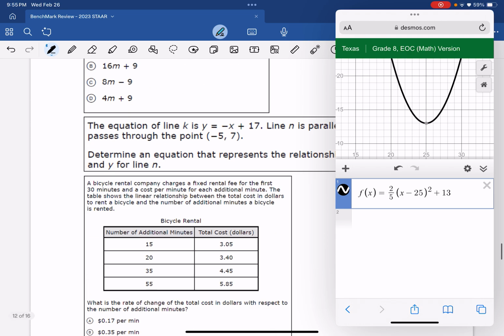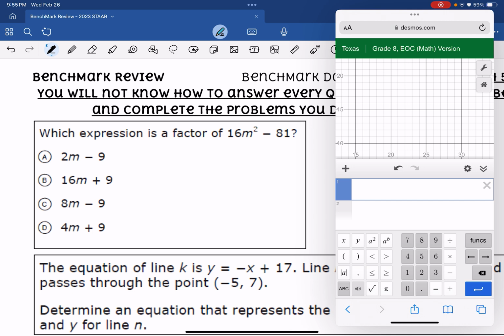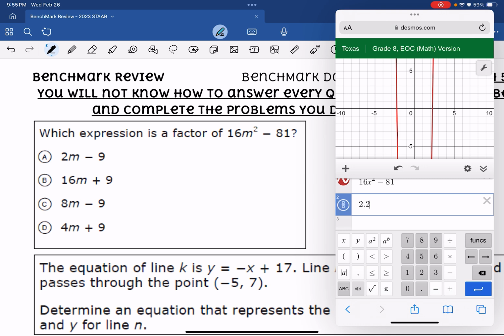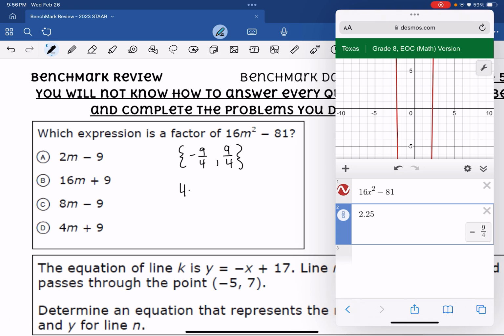Another calculator trick: you're looking for a factor. So lots and lots of factoring here. I graph in Desmos if I don't have a calculator and figure out where they cross the x-axis. Well, 2.25 is 9/4. So we have a negative version and a positive version. When I put those into factors, it's 4m plus 9 and 4m minus 9. So D is our answer.